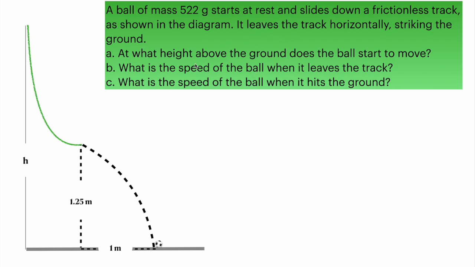So what do we want to find here? We want to find the height above the ground. Where does the ball start to move? So like this edge. We also want to find the speed of the ball when it leaves the track. So it's here. And we want to know what's the speed of the ball when it hits the ground, at this moment, which is also called at impact. So we have to find two speeds, and also the height.